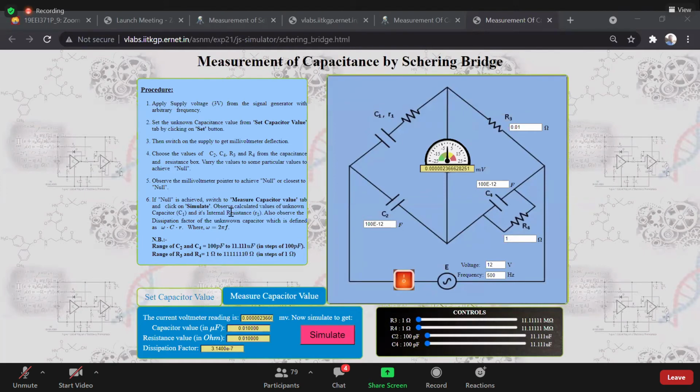Can you see the screens? Yes. Explain your experiment. Sir, in this experiment, we should find the value of the unknown capacitor. For that, we have to change the values of C2, C4, R4, and R3. And with the formula, C1 equals R4 by C4 into R3, we'll get the unknown capacitance value.